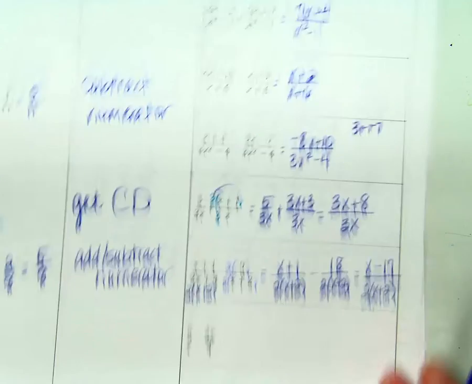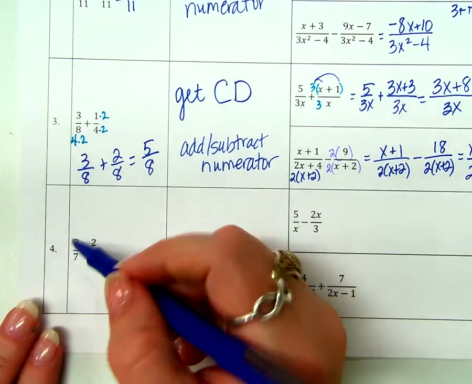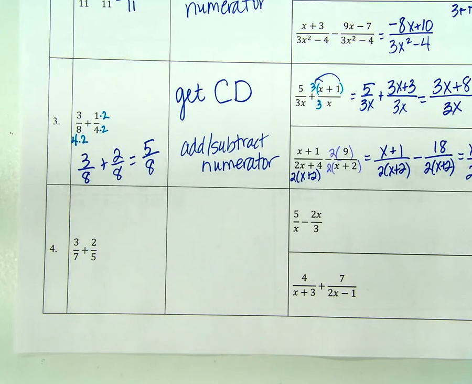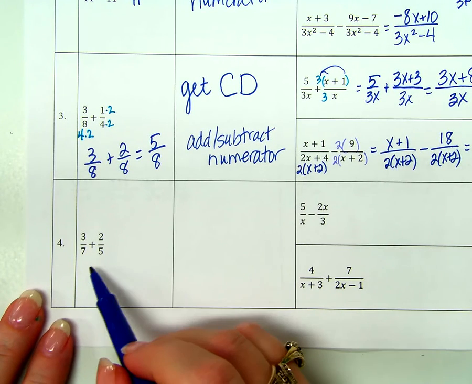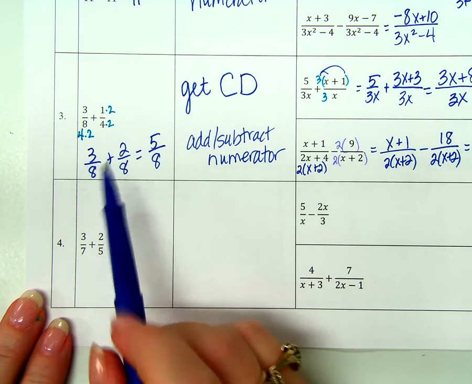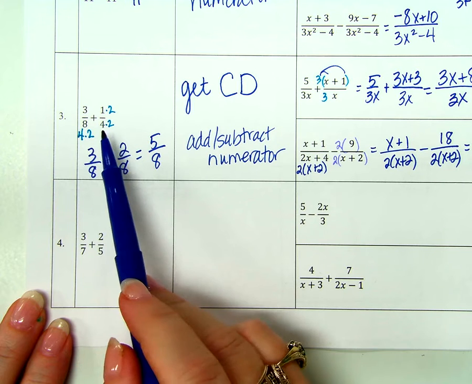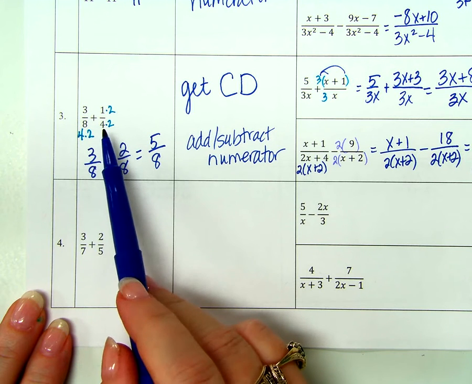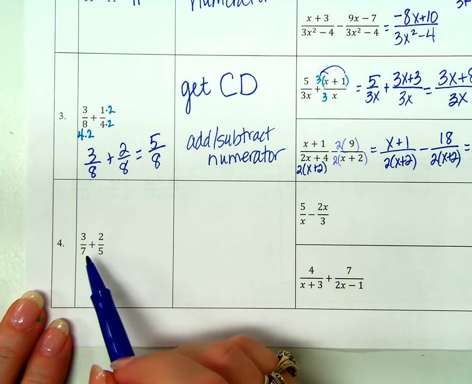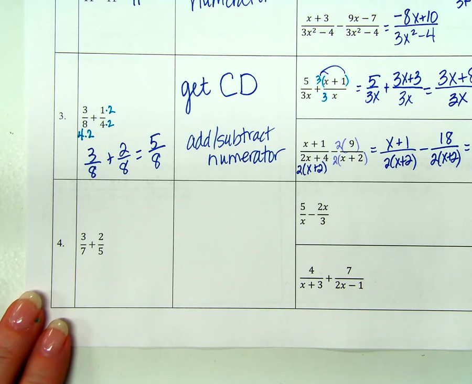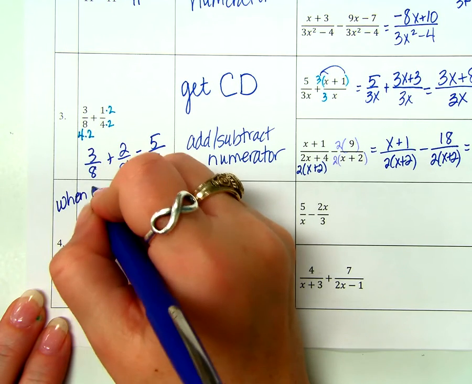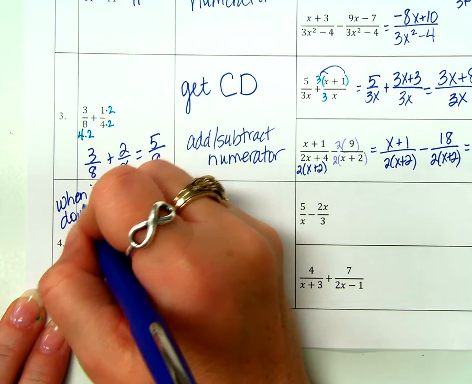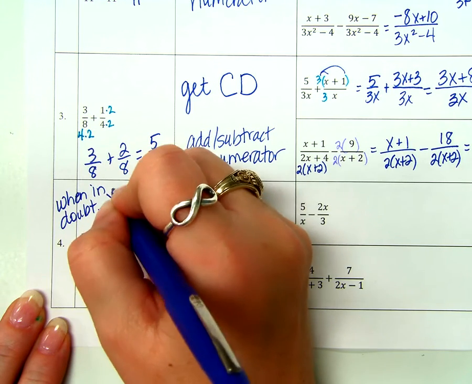Okay? All right, look at number 4. Example number 4. So we do have to find a common denominator. This one doesn't have anything in common like this did up here, right? These both had a 4. These don't have anything in common at all. In fact, these two are both prime numbers, aren't they? When in doubt, multiply.